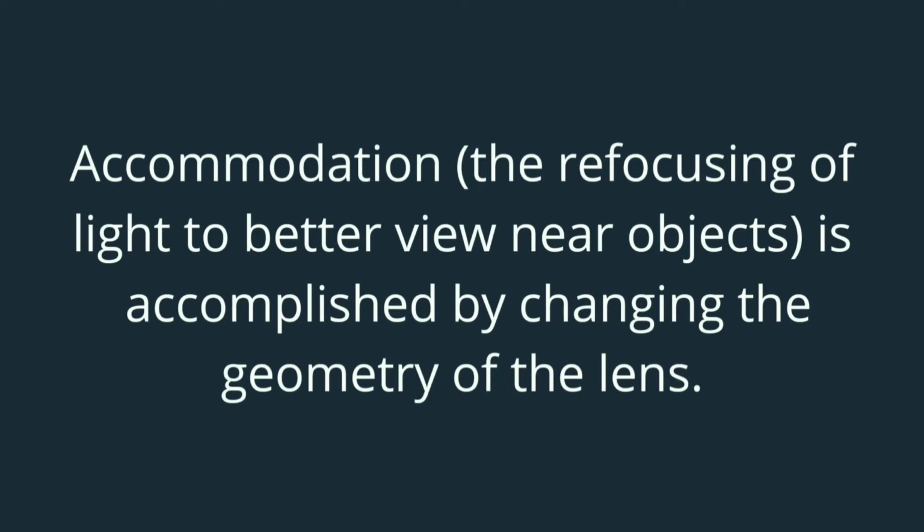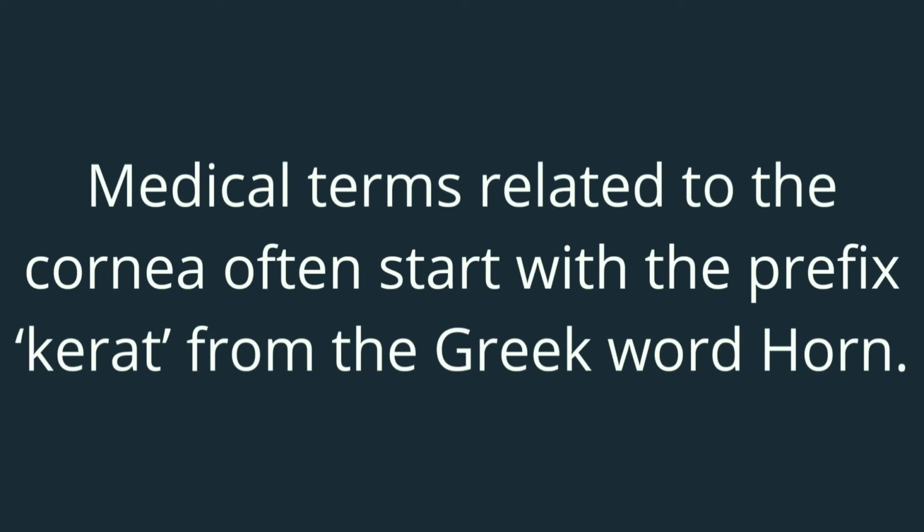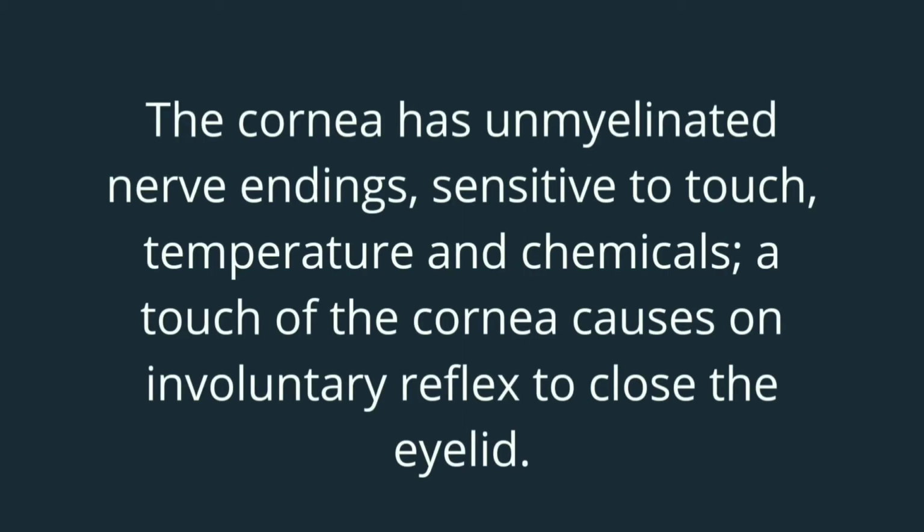Accommodation, the refocusing of light to better view near objects, is accomplished by changing the geometry of the lens. Medical terms related to the cornea often start with the prefix "kerat", from the Greek word for horn. The cornea has unmyelinated nerve endings sensitive to touch, temperature and chemicals. A touch of the cornea causes an involuntary reflex to close the eyelid.